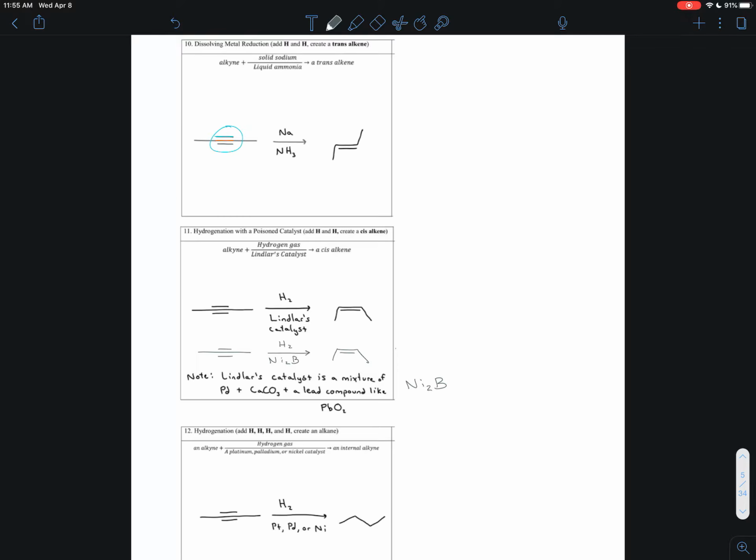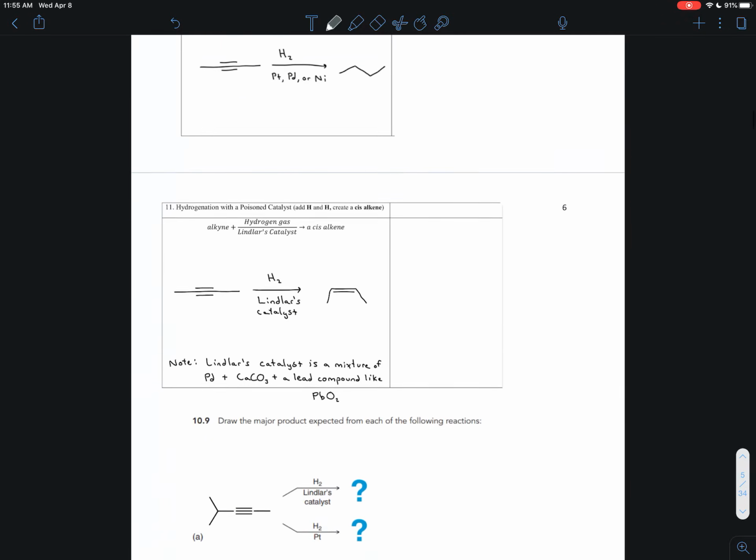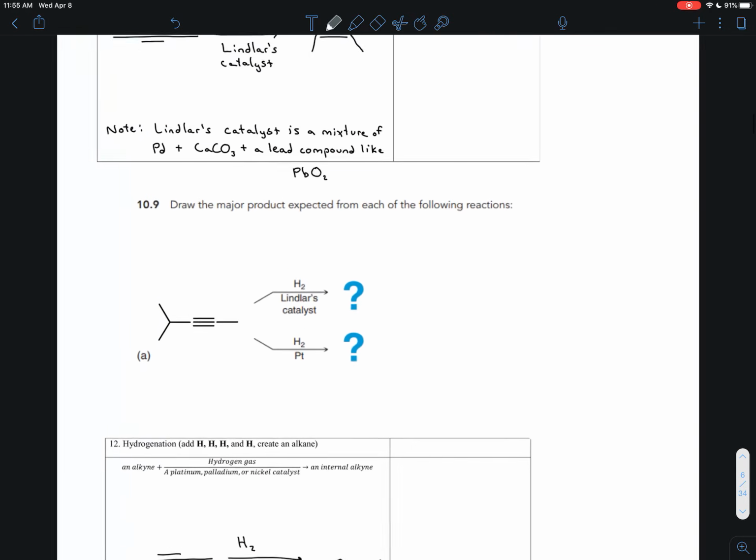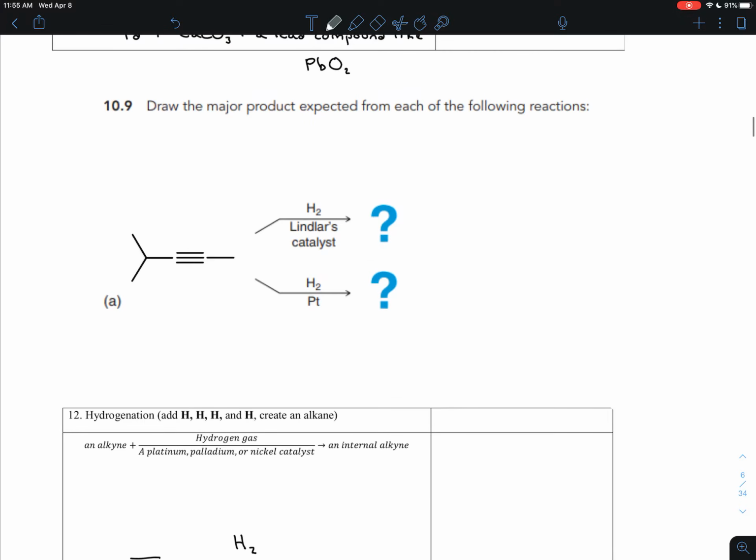Okay, let's see them applied to specific molecules. So in 10.9, in A, they give you the starting molecule, and they ask you what happens to that when you do 2 different hydrogenations. I would recommend the first thing you do, because the trickiest part about this is these alkynes are linear. And it's easy, when you go from a linear molecule to a zigzagging one, to lose track of the carbons. So I encourage you to number them.